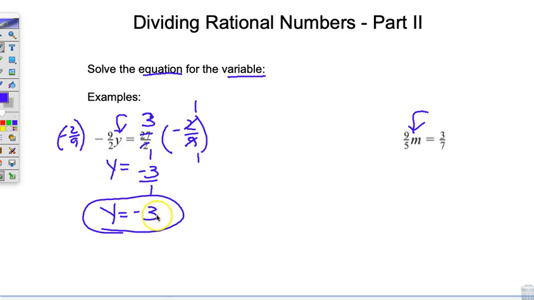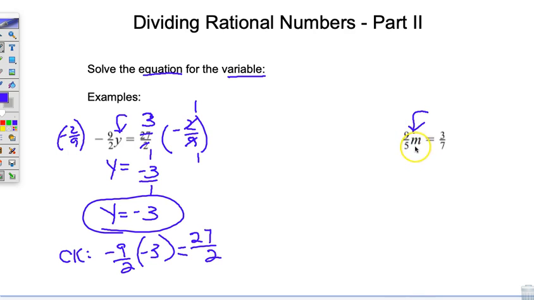I can even replace this negative 3 for the y and make sure I get 27/2. So if I check my answer, negative 9/2 times negative 3 is that 27 over 2. Negative 9 times negative 3 is a positive 27, and I do have 2 in the denominator, so it does check out.